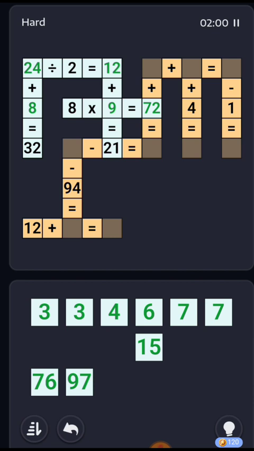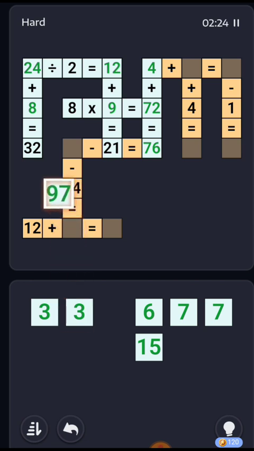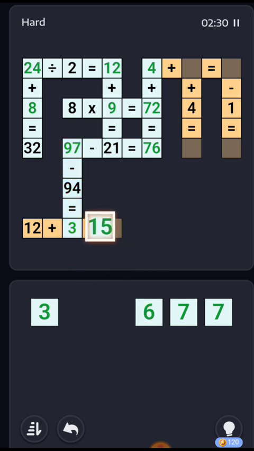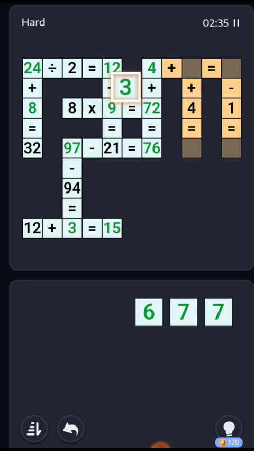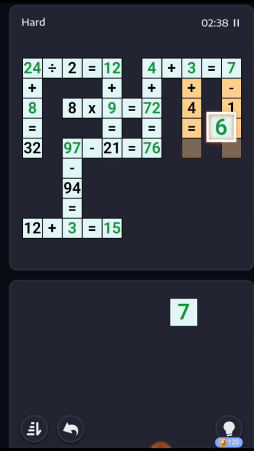Now this number, square right in the center, below the 72, that's going to be the biggest number. So it's either going to be 97 or 76. I'm going to go out on a limb and say it's got to be 76 and 4. Reason being, there's a 94 over here, so the 97 has to go there. And then we get 3, and then we get 15. Now it's real easy from here. So 4 plus 3 equals 7, minus 1 is 6, 3 plus 4 is 7, and there it is.